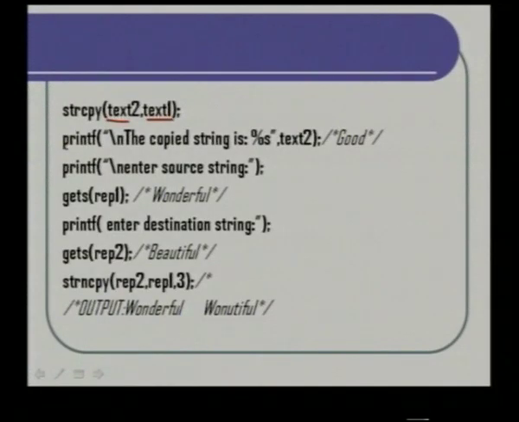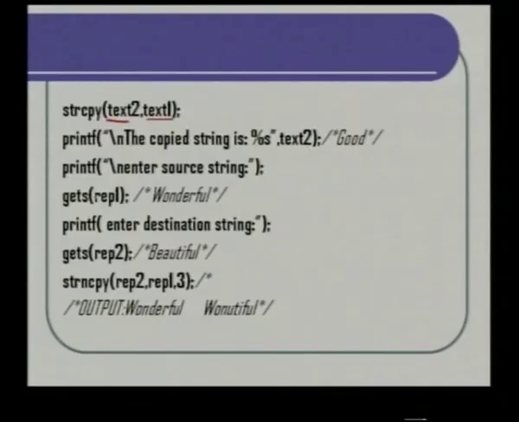So for that I am printing f, the copied string is %s text 2. So this should print good as the output, only then what we have done is correct. So here also I am not doing anything, I am simply using the string copy function and I am copying 2 strings. Now the next function that I am going to do is string copy using only certain characters.